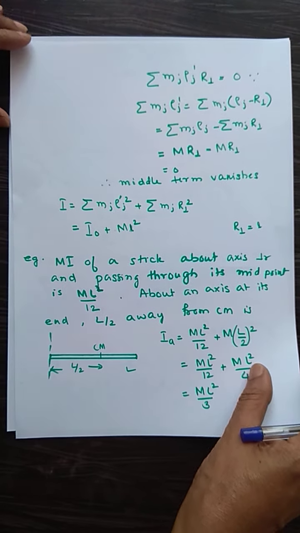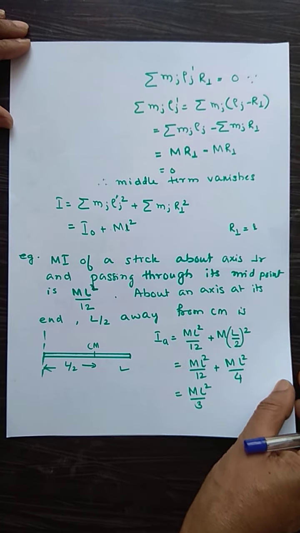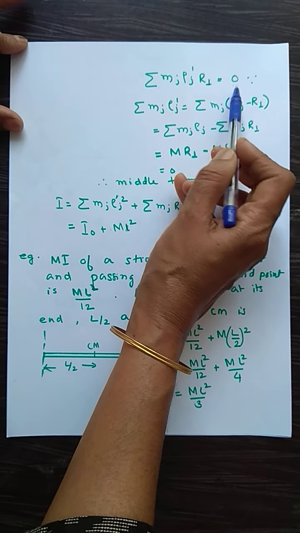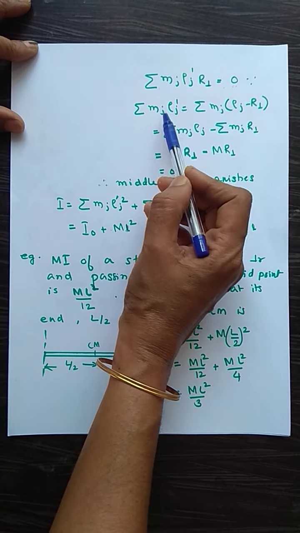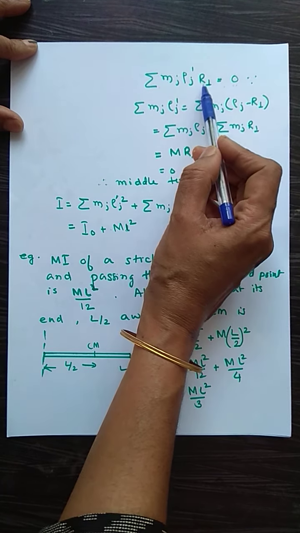So the 2 is a constant. Now look at the other part. This is equal to 0. How does this become equal to 0? This is equal to 0 because the sum over mj rho j prime is a constant.